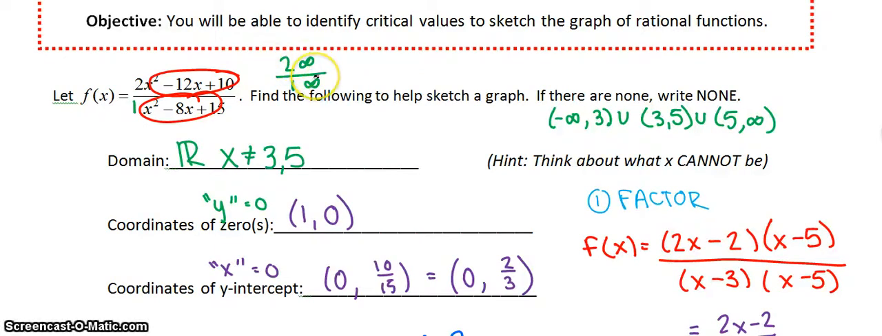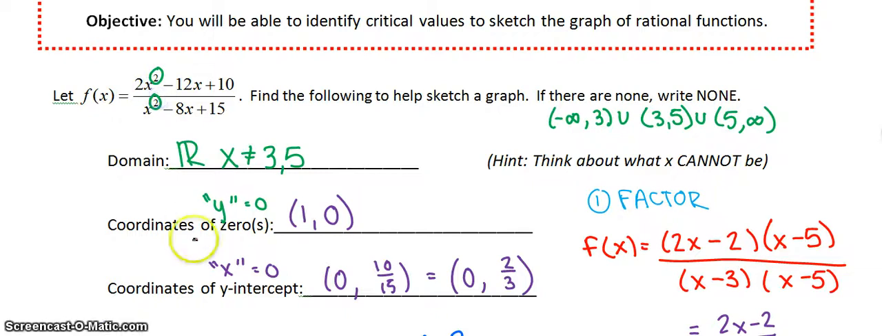You're going to have 2 times a really, really, really big number and 1 times a really, really, really big number. Maybe it's not infinity. Maybe that really, really big number is like a trillion. You have 2 times a trillion over 1 times a trillion. So the horizontal asymptote can be found by the ratio of the coefficients if the degrees of the numerator and the denominator are the same.